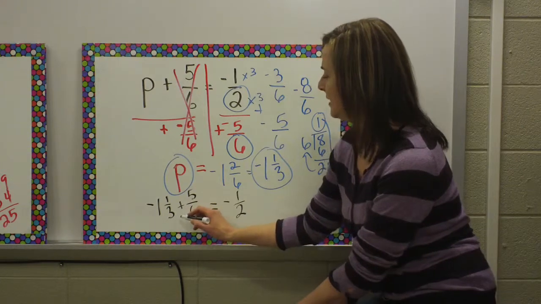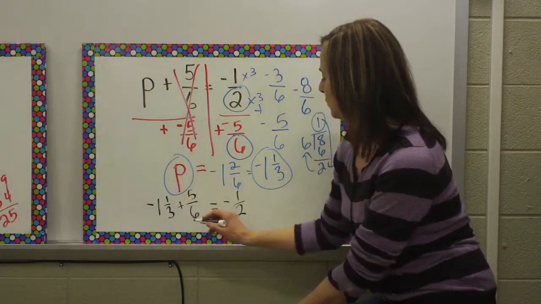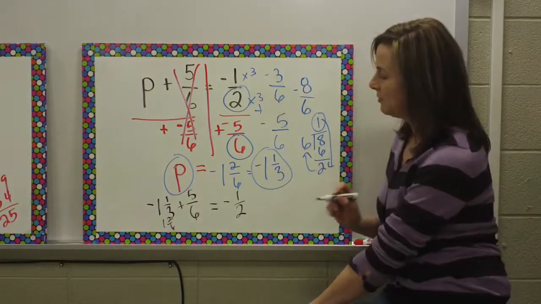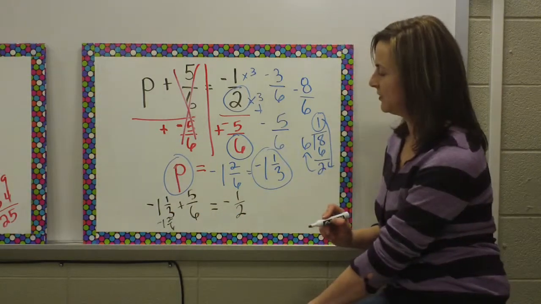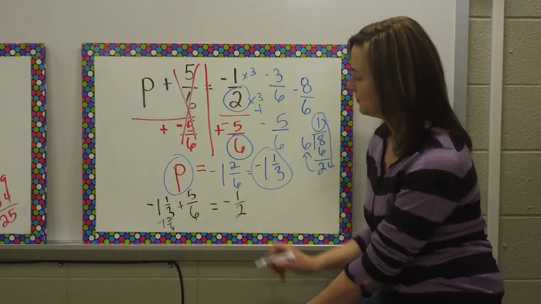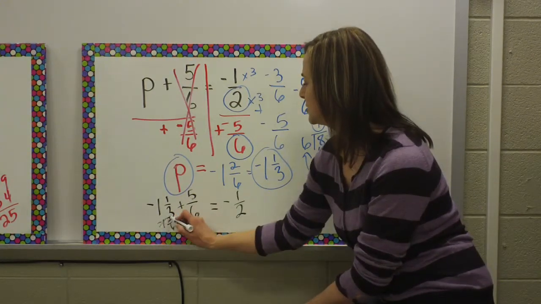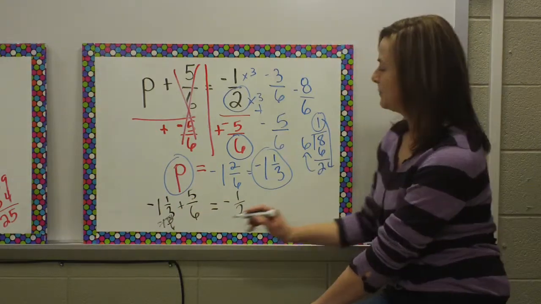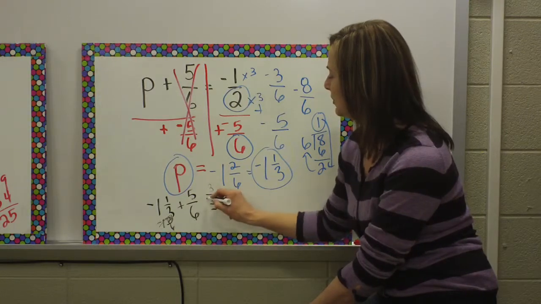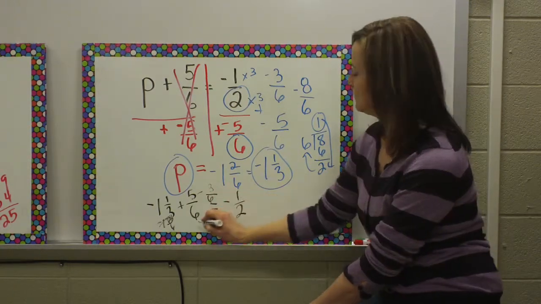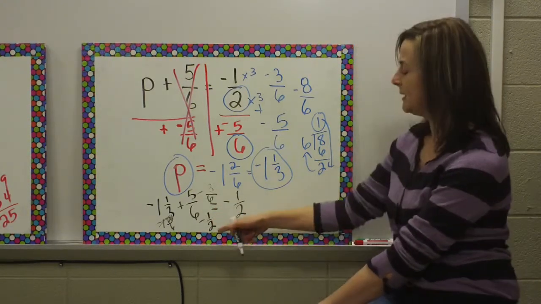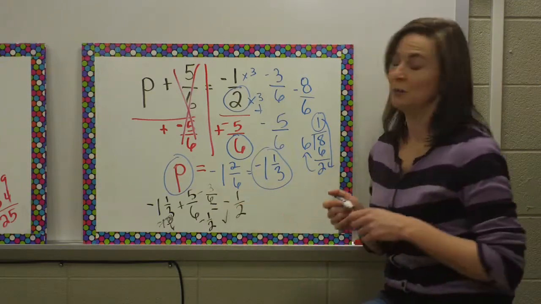So when I add negative 1 and 1/3, in this case I know that it's 1 and 2/6, I know that because it's negative, I'm going to find the difference. So I'm going to rename here because I can't take 2 from 5. So this is going to give me my 8/6, and 8 minus 5 is 3. Bring along my 6. And if I simplify that, a negative 3/6 is the same as a negative 1/2. Because negative 1/2 equals negative 1/2, I know my problem checks out.